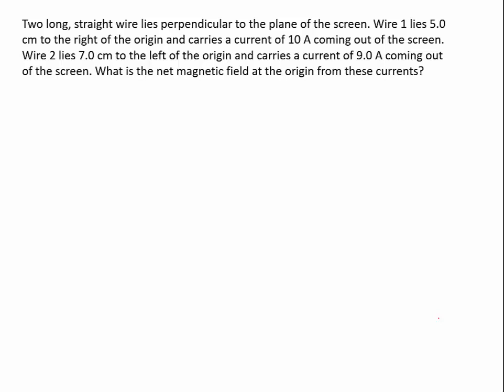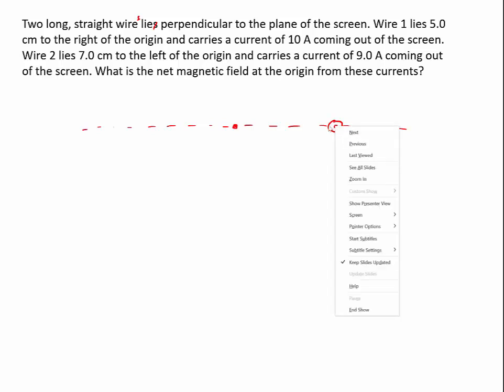Let's look at how that works for an example. So here it says two long straight wires lie perpendicular to the plane of the screen. Wire 1 lies 5 centimeters to the right of the origin and carries a current of 10 amps coming out of the screen. Before I read farther, let me just draw this. So I've got the origin here. I've got wire 1 that lies perpendicular to the plane of the paper, so I only see the cross section, which is a circle, and it's got a current of 10 amps that are coming out of the screen.